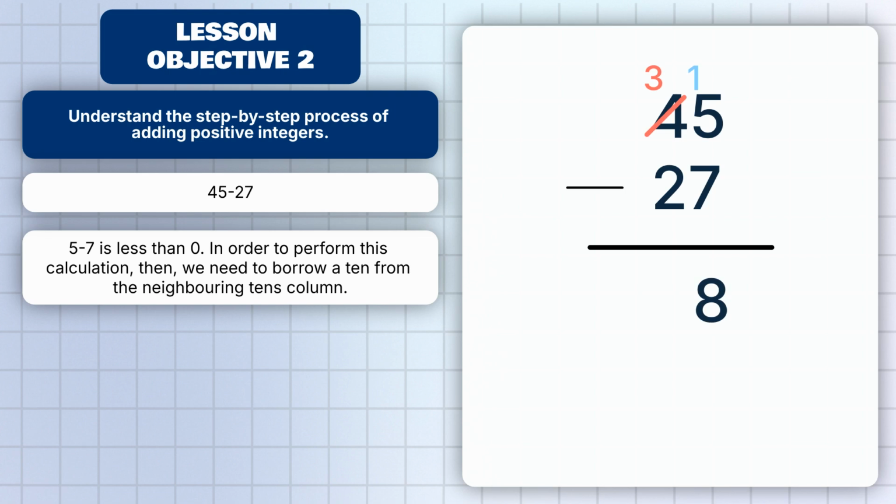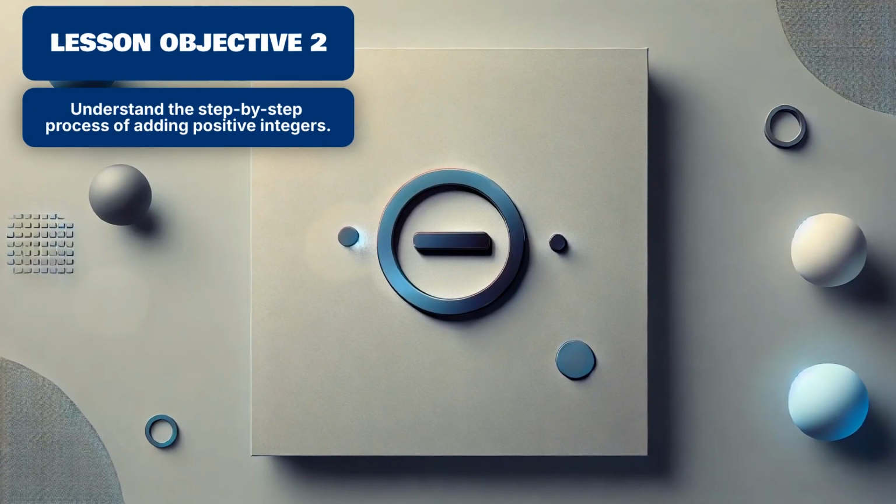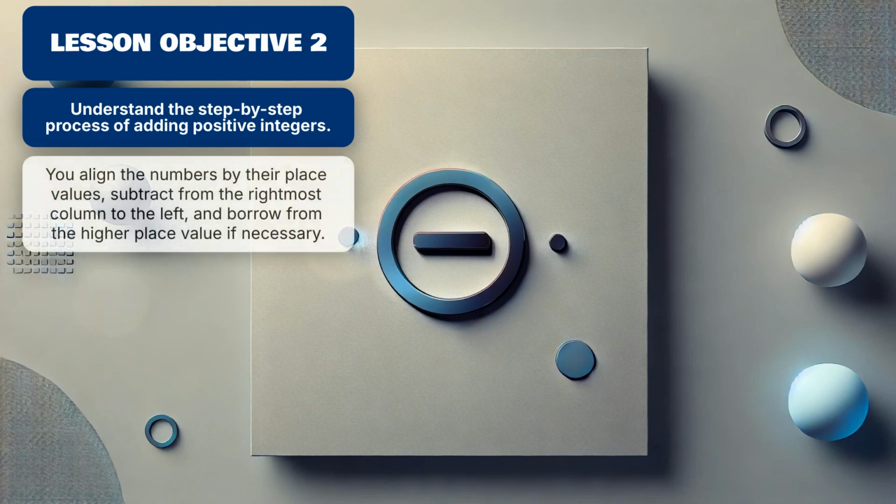Next, we move on to the tens place. So 3 minus 2 equals 1. Therefore, 45 minus 27 equals 18. The column method of subtraction can be applied to any subtraction problem. You align the numbers by their place values, subtract from the rightmost column to the left, and borrow from the higher place value if necessary.